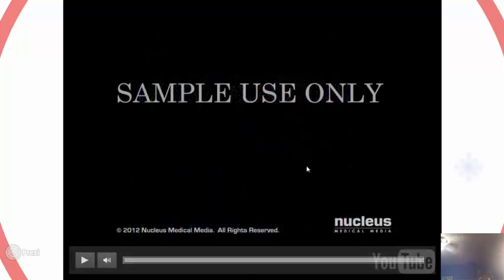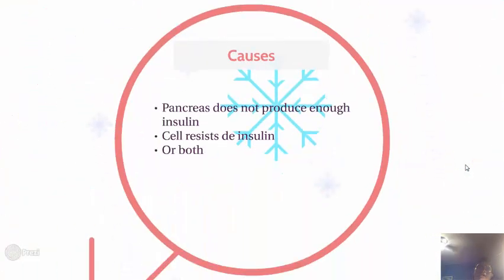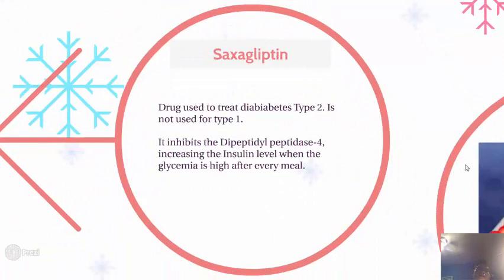Now, the causes. As the video said, the pancreas does not produce enough insulin, cells resist the insulin, or both. Saxagliptin is a drug used to treat type 2 diabetes. It is not used for type 1. It inhibits the peptidase, increasing the insulin levels when the glycemia is high after every meal.